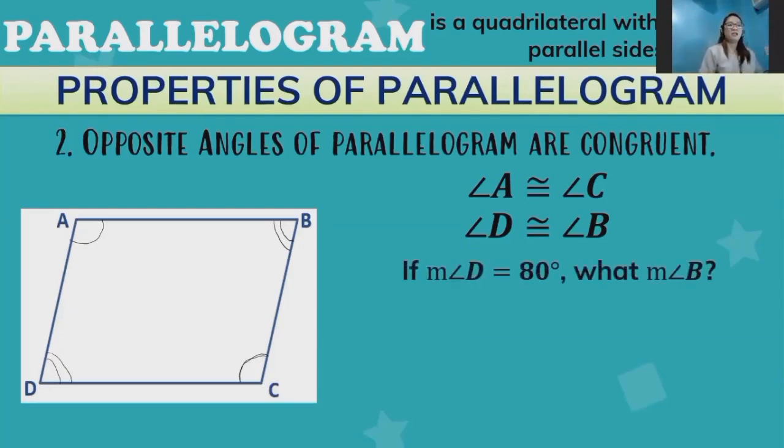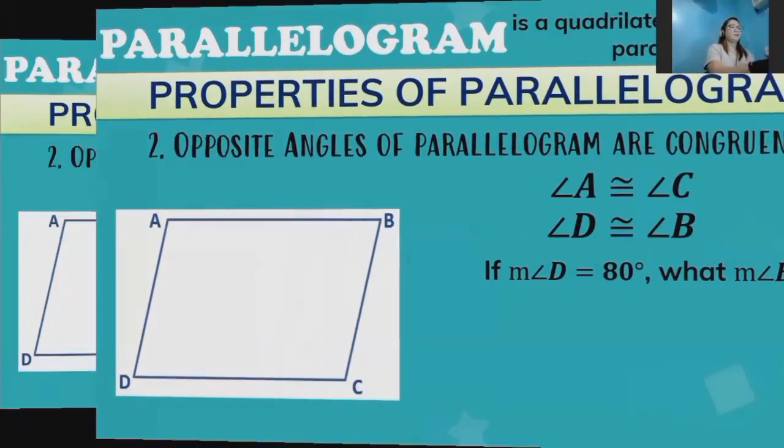So with that, if angle D is 80 degrees, what do you think is the measurement of angle B? Michelle? 80 degrees din po. Okay, thank you. Because angle D is congruent to angle B, meaning to say that the measurement of angle B is also 80 degrees. Okay? The unit of measure used is a degree. Okay, next.